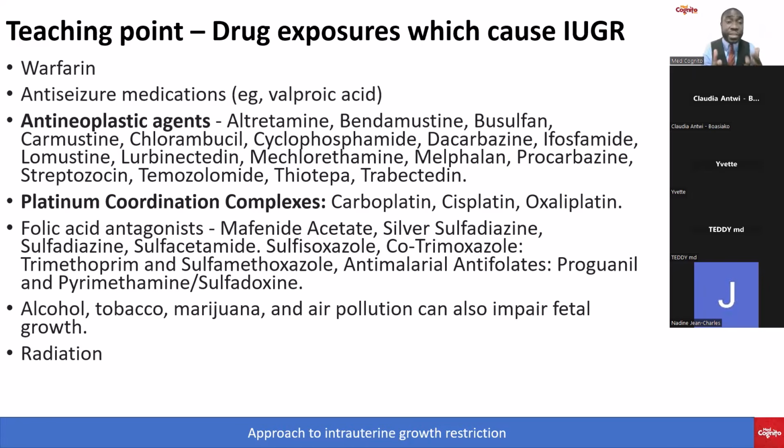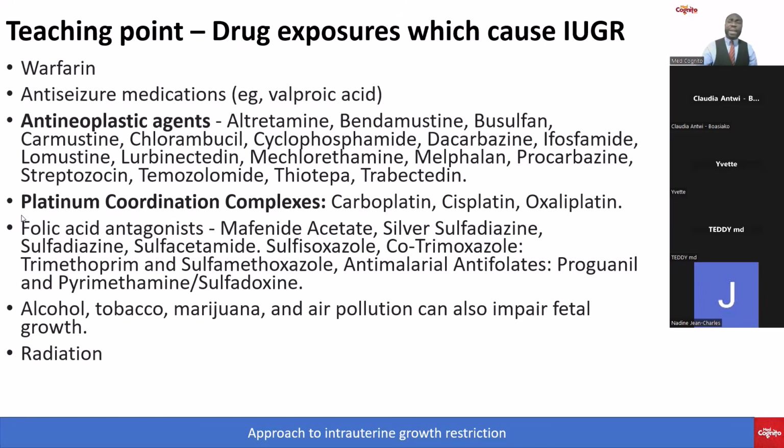risk factors for IUGR. You also have to learn the drug risk factors for IUGR because they are all part of the risk factors, right? One drug which can lead to IUGR is warfarin. Another drug class is anti-seizure medications like valproic acid. Another drug class is anti-neoplastic, anti-cancer agents, and I've listed quite a number of them. One common one is cyclophosphamide.